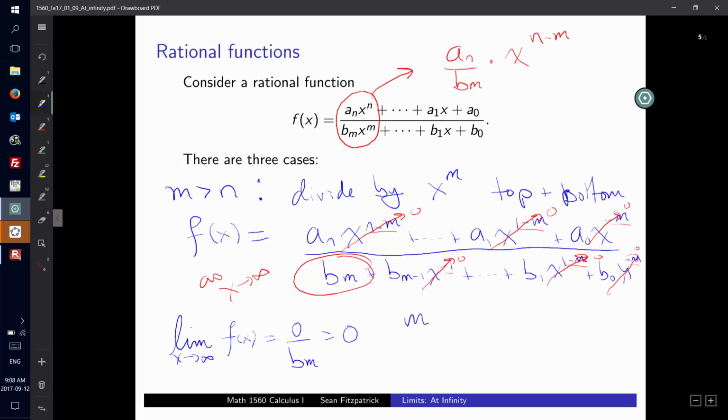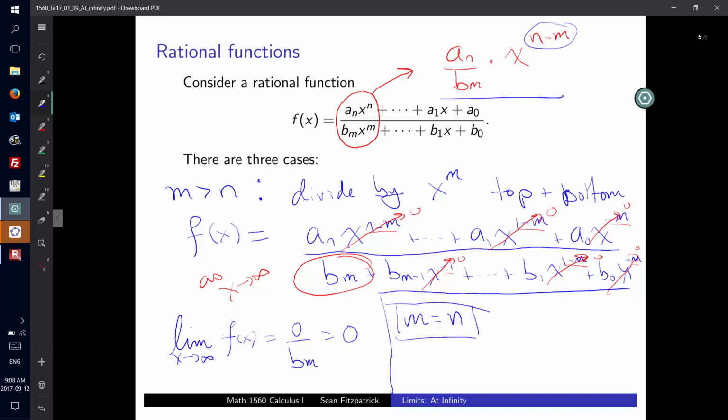What about if m equals n? What happens when m equals n? Well, let's think about it. If m equals n, then this exponent would just be 0. And so that's not x to the 0, it's just 1. And so what are we left with? If we're considering x going to infinity, if we ignore all the lower order stuff, all we're really left with is an over bm. And so that's what our limit is. Our limit as x goes to infinity of f of x is simply this ratio, an over bm.